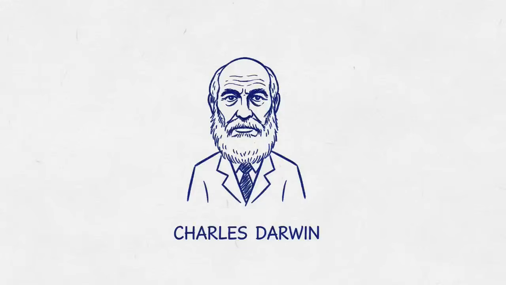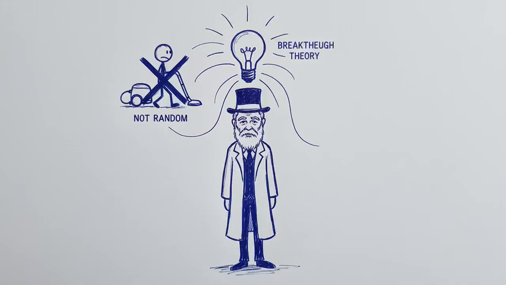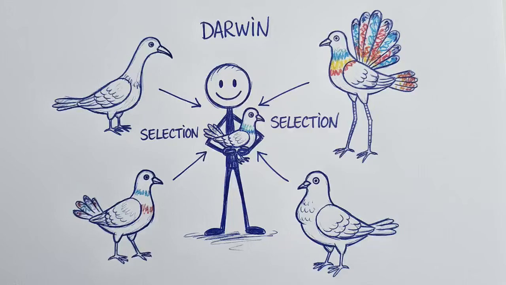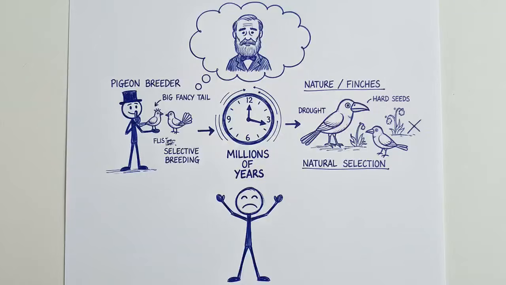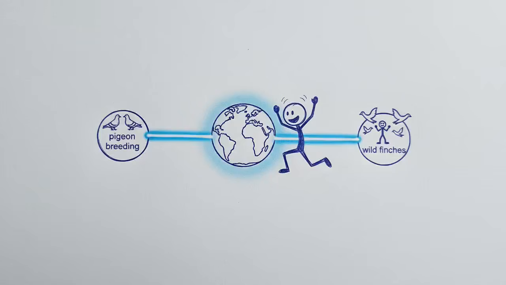Consider Charles Darwin. His breakthrough theory of natural selection did not come from a vacuum. He was a knowledgeable pigeon breeder, and he understood artificial selection, how breeders could select for certain traits. He then connected that existing knowledge to his observations of finches in the Galapagos. He asked, what if nature was doing the same thing as the pigeon breeders, just over millions of years? That connection between pigeon breeding and wild finches changed the world.